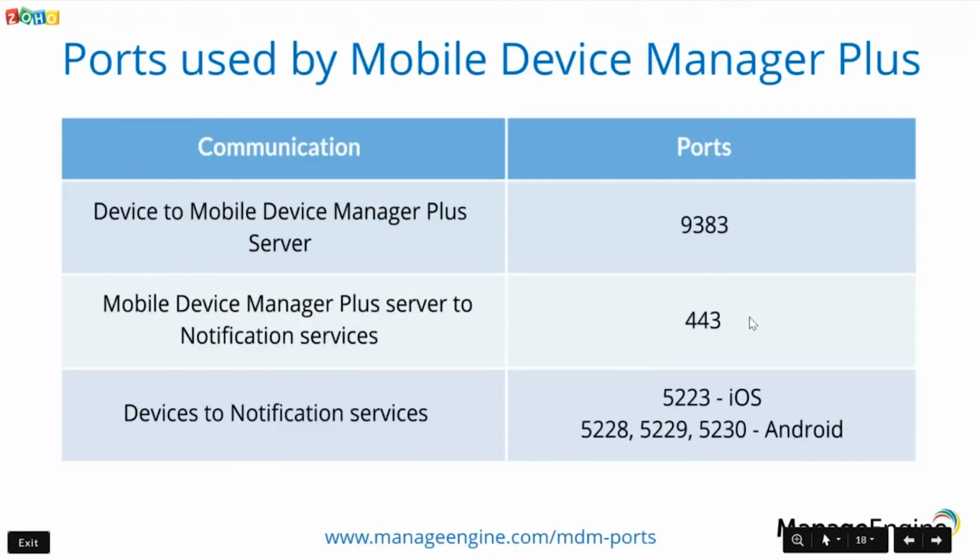Now, all of the communication that I just mentioned is facilitated by the use of ports. For example, for the device to be able to communicate with the MDM server, the port 9383 needs to be kept open. Similarly, here are a few other ports that we use for communication at MDM. If you would like to view a full list of all of the ports that we use, you can access this link.